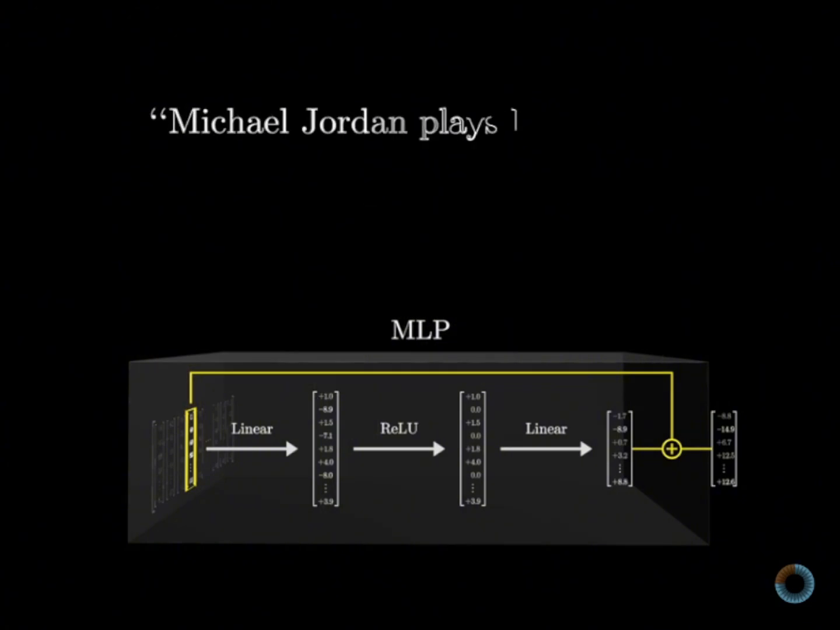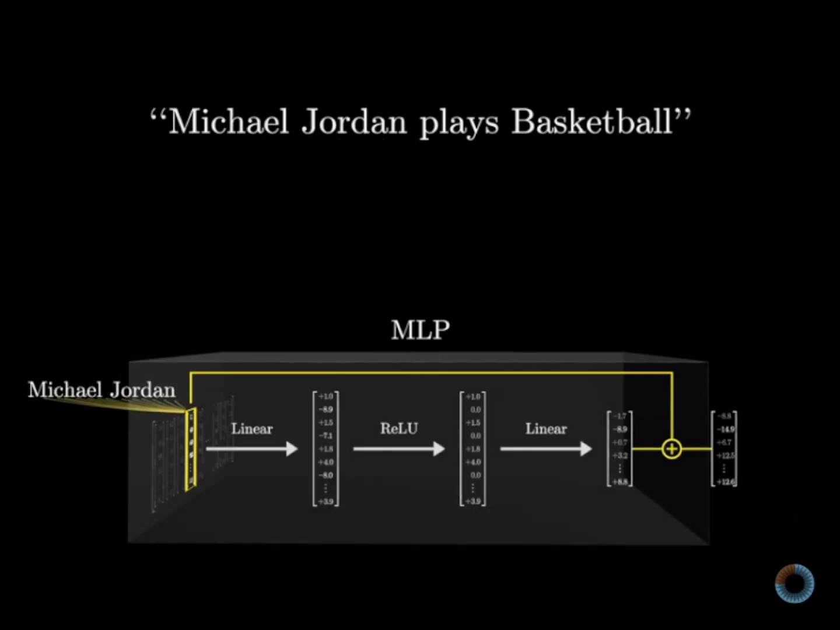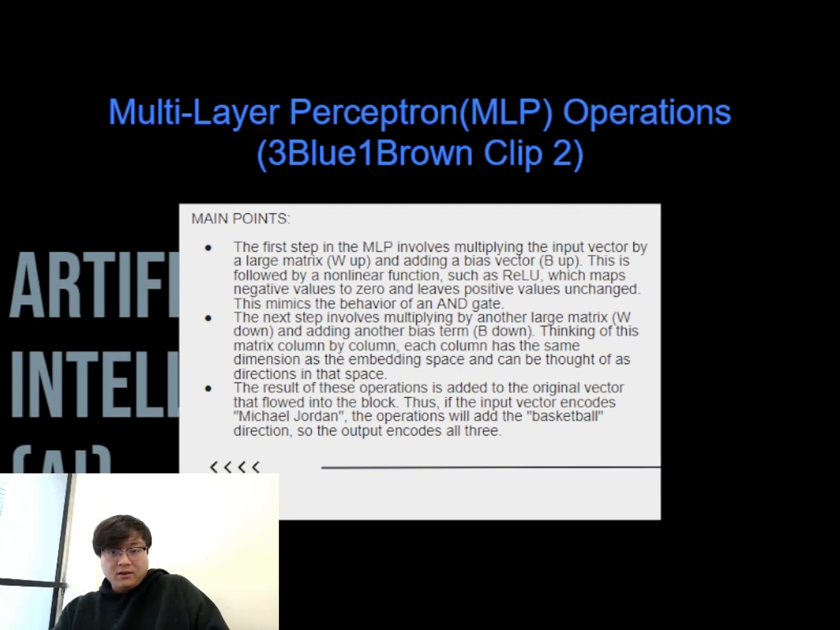When I say this block is going to encode the fact that Michael Jordan plays basketball, what I mean is that if a vector flows in that encodes first name Michael and last name Jordan, then this sequence of computations will produce something that includes that direction basketball, which is what we'll add on.